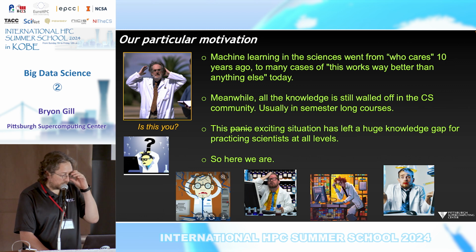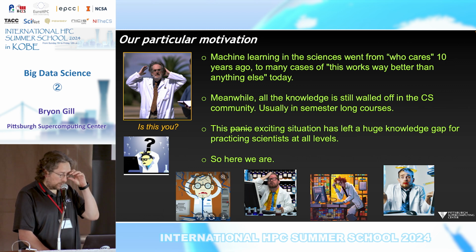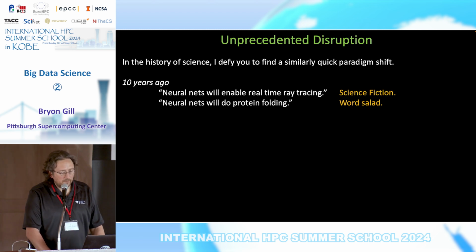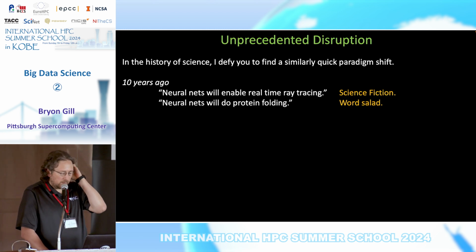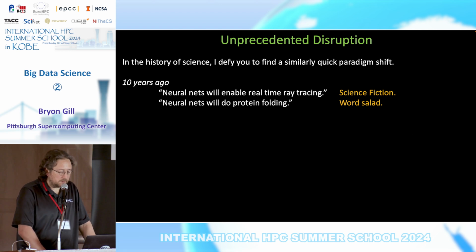Machine learning in the sciences went from who cares 10 years ago to whoa, this works way better than anything else today. And meanwhile, all the knowledge is usually still walled off in the computer science community, and usually takes semesters to learn. It's a huge knowledge gap for practicing scientists, so here we are. Neural nets have been around for quite some time, but only now is our computational power really catching up with our ability to make these algorithms do useful work. Ten years ago, this all still kind of seemed like science fiction. Now we're finding that maybe these methods are becoming superhuman in a number of fields, and it's coming back to science fiction in another way.